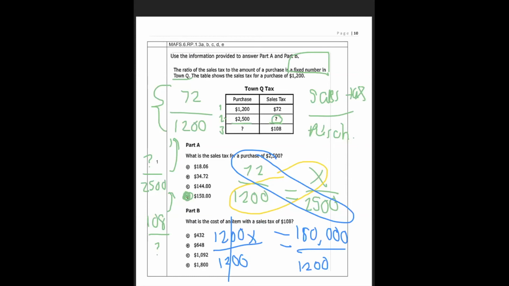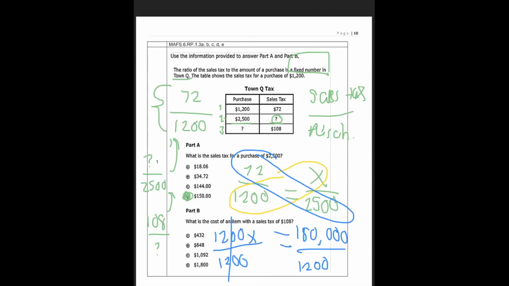You can do that in your calculator too. So the answer is D. Does that kind of make sense? Yes. Is anyone really confused? I'm really confused. All right. So what are you really confused about?